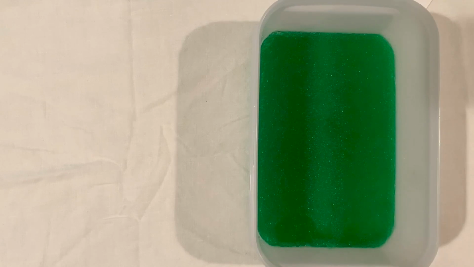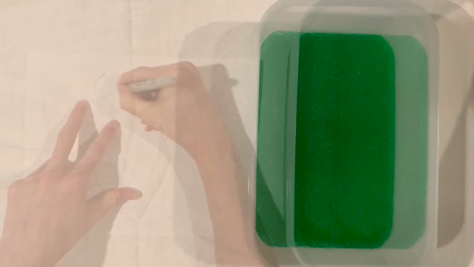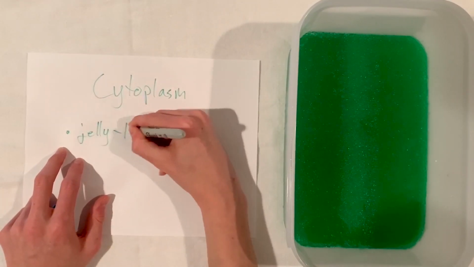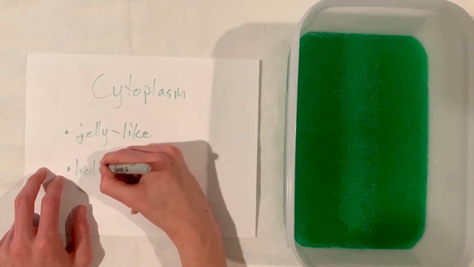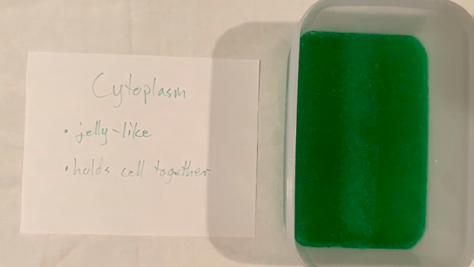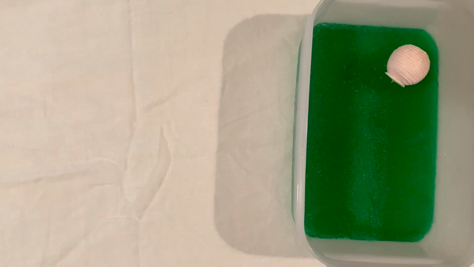The Jell-O is going to model what we call the cytoplasm. This is what holds the cell together. It's what keeps all the other organelles in place. So moving on, our next organelle is going to be the nucleus. I'm going to add it into our cell using toothpicks.